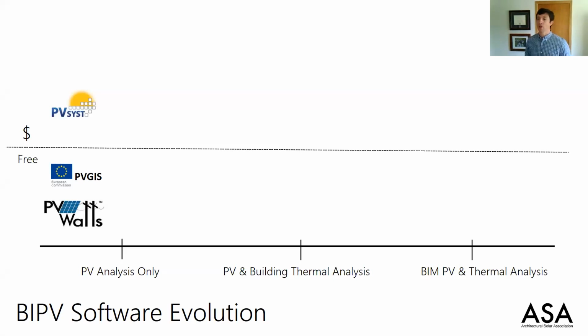To start things off, we can look at a quick history of BIPV software and how it's evolved. Since 1998, we've had an in-depth PV analysis capability with PV-Syst and basic analysis capability with PV-Watts. PVGIS came onto the scene about a decade ago, and it functions in a similar capacity to NREL's PV-Watts for the European market, but it also has worldwide inputs available.